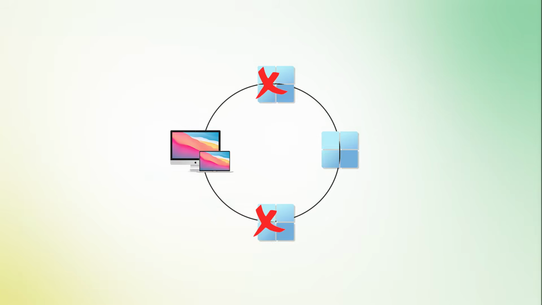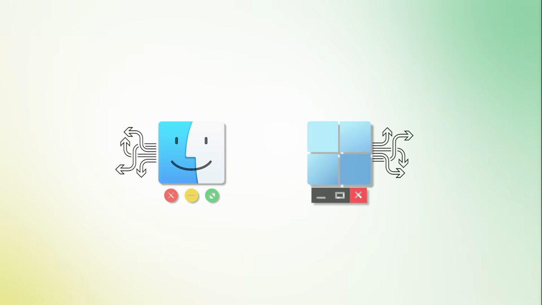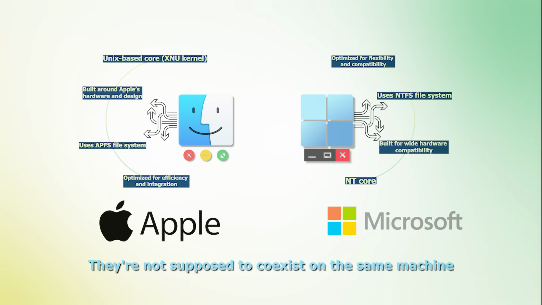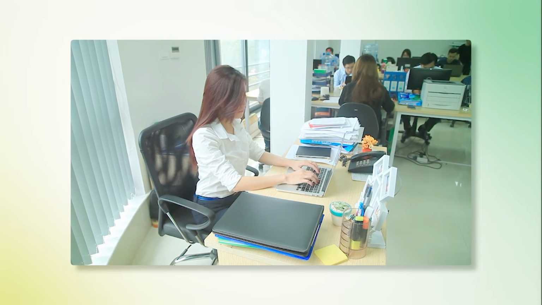Macs don't run Windows. That's what most people assume, and technically, they're right. macOS and Windows are completely different operating systems, built on different foundations, designed by different companies. They're not supposed to coexist on the same machine. And yet, millions of people run Windows on their Macs every single day.